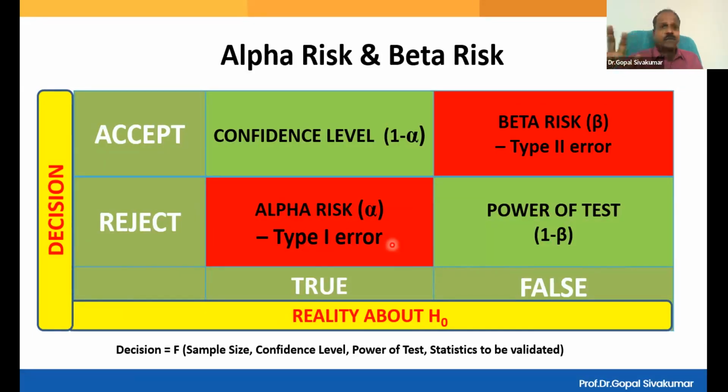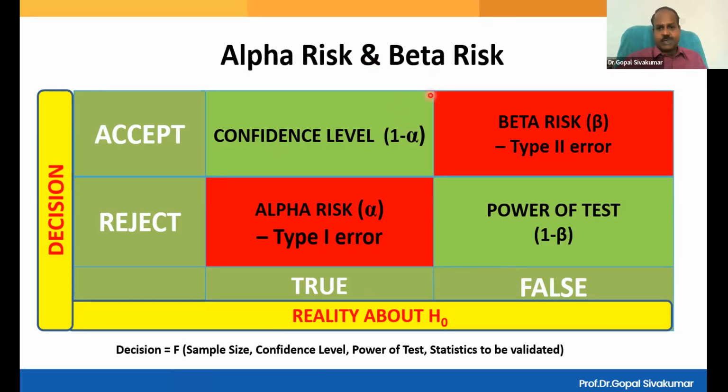So there has to be a limit for it. What is the general limit? 5%. But 95% of the time, if you take a decision based on the sample, a true null hypothesis will always get accepted, which is called your confidence level. All of you understand what is confidence level with respect to hypothesis testing?